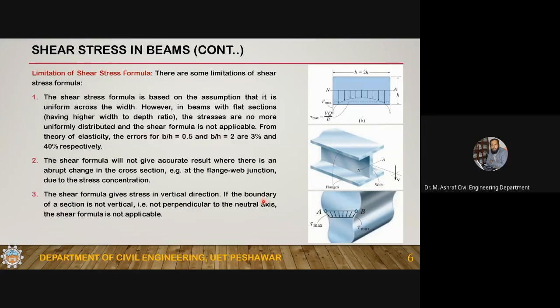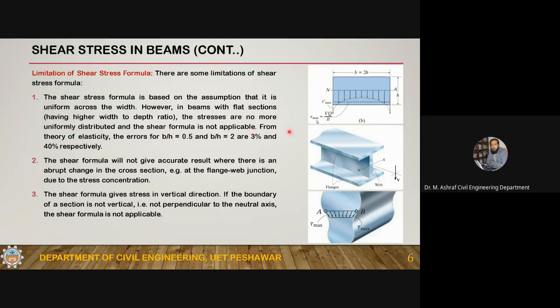Now coming to the limitations of the shear stress formula. Number one, the shear stress formula is based on the assumption that the shear stresses are uniform across the width. However, in beams with flat sections having a higher width to depth ratio, like this cross section, which is flat, in which the width is greater than h, the stresses are no more uniformly distributed, and the shear formula is not applicable.